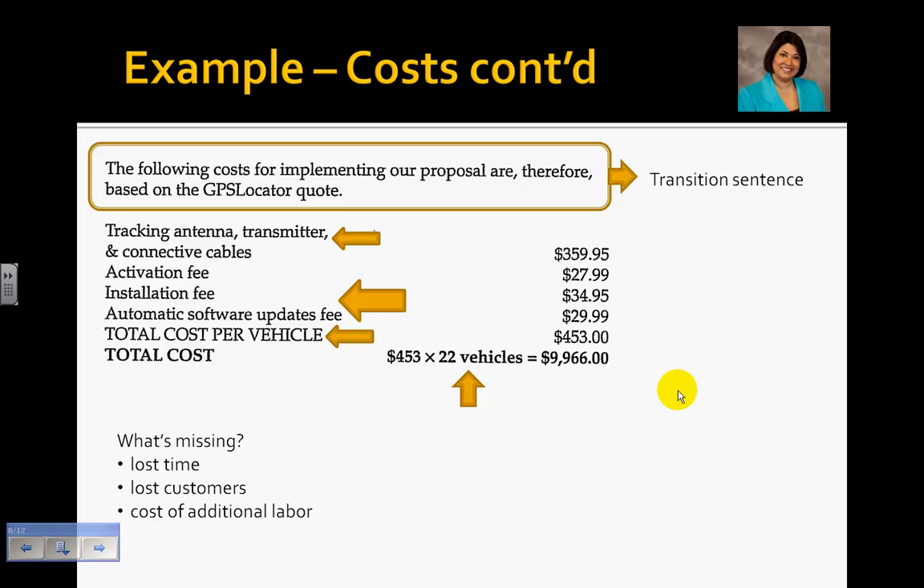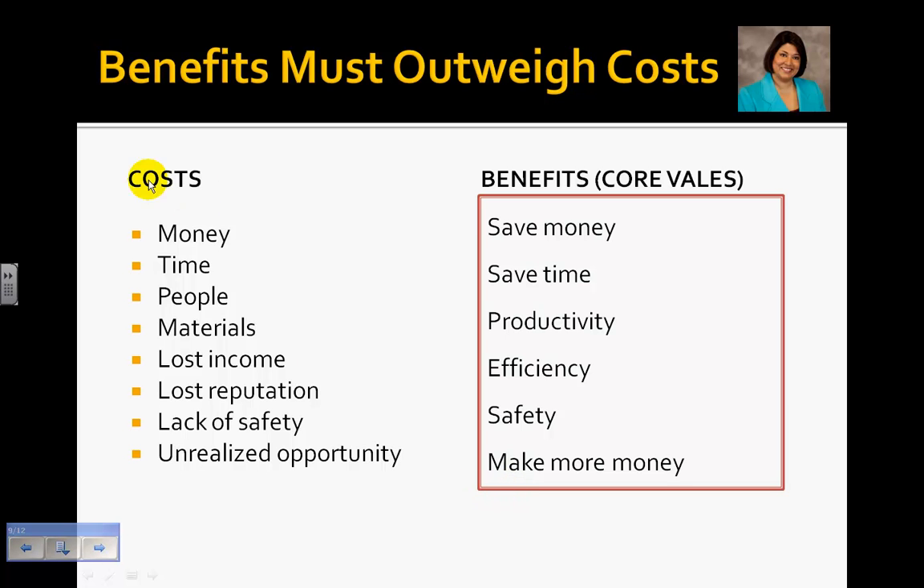Now, what's missing here that was not in the introduction and is not in a statement after this list of costs are things like lost time, lost customers, and the cost of additional labor that would be necessary during busy times. Having this kind of an explanation after your list of costs creates a better transition into your benefits statement, which is what we're going to look at next. So we talked about these costs: money, time, people, and some of the specifics.